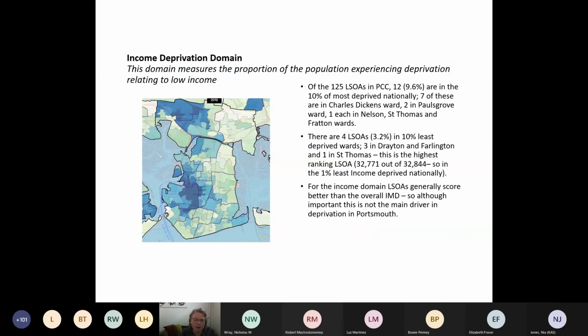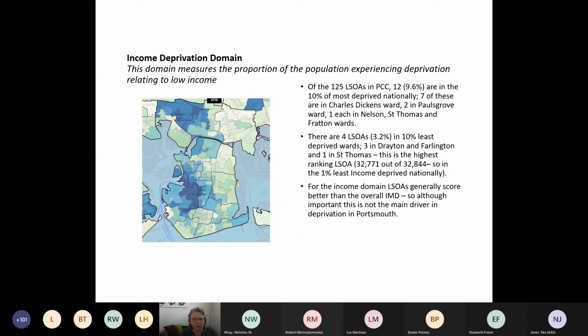As well as looking at the overall index of deprivation, what we did was for each of the domains, we produced a little summary. We described the domain along the top, and then there's a map that you can download of the distribution of the LSOAs within this domain, and you can see that it's lighter, not as dark as the previous overall IMD picture.